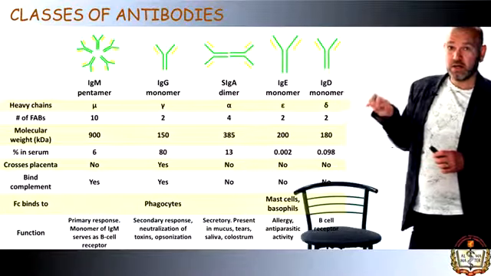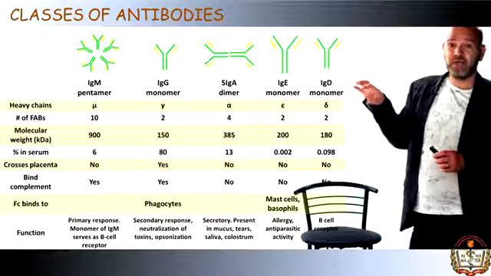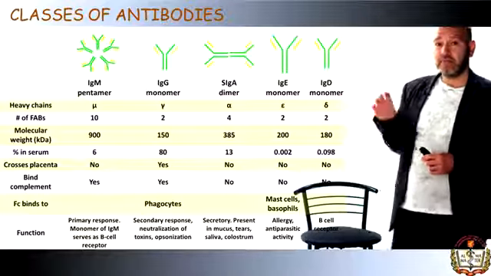IgG can pass through the placenta, and IgG can give protection to the fetus, if you already know. And up to half a year of age, the fetus is protected by the mother's IgG.